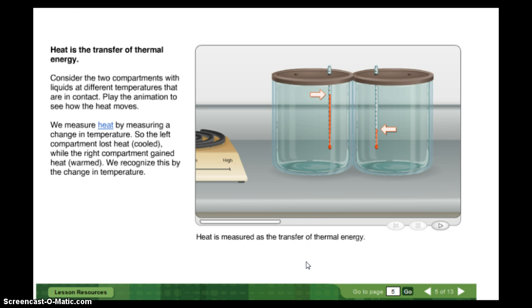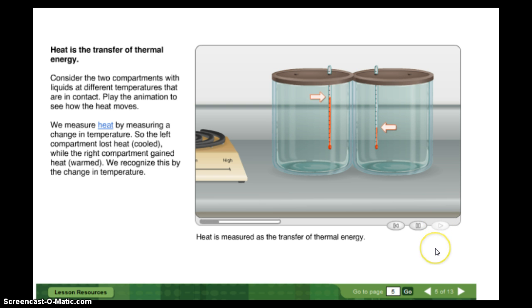Heat is the transfer of thermal energy. Consider the two compartments with liquids at different temperatures that are in contact. Play the animation to see how heat moves. We measure heat by measuring a change in temperature. So the left compartment is going to lose heat or it's cooled, while the right compartment gains heat or is warmed. We recognize this by the change in temperature. So heat is measured as transfer of thermal energy.